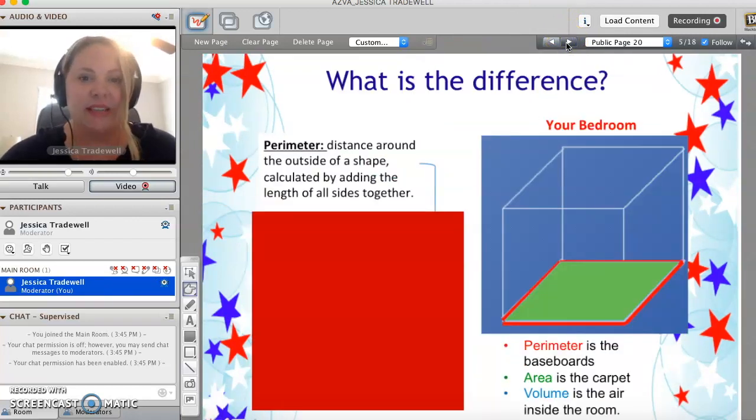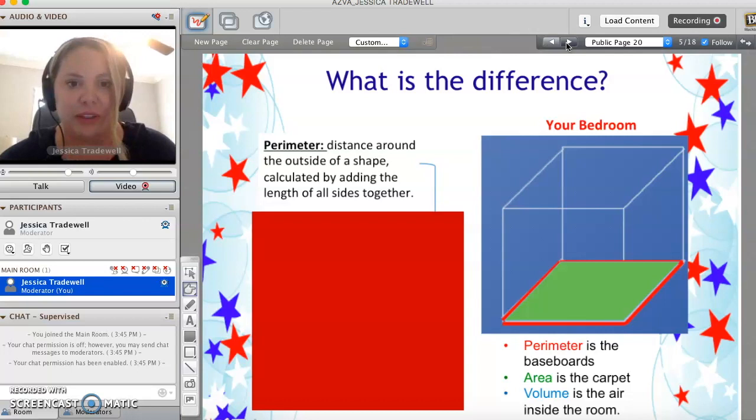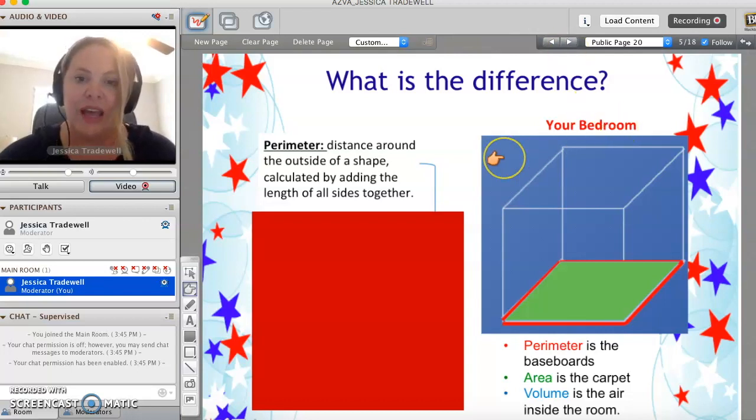Okay, so what is the difference? You're probably very familiar with perimeter. You've been learning this for the last 2 years. The perimeter is the distance around the outside of the shape, calculated by adding all the lengths of the sides together. So right here we have your perimeter. Imagine this is your bedroom. The perimeter is the baseboards. So to solve for perimeter, we're going to add all 4 of these together.